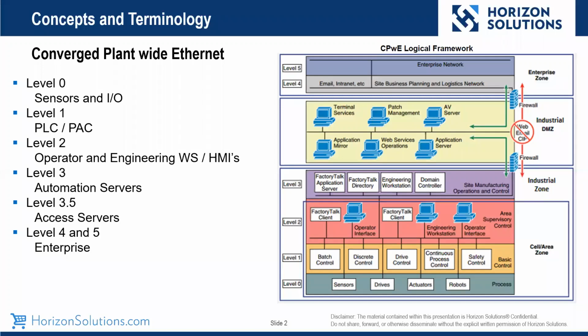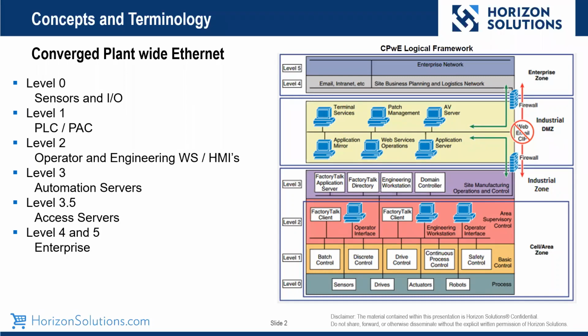The very first level is level 0, and that is the process level. This is where your sensors, drives, and actuators will live, and all other I/O devices. We move up to level 1, which is our basic control level. This is where your PLCs and other control devices are going to live. Then we move into level 2, which is the area supervisory and control level. This is where your operator and engineering workstations, HMIs, thin clients, things of that nature are all going to be. It's important to note that levels 0, 1, and 2 all make up the cell area zone. And we're going to be getting into that a little bit later.